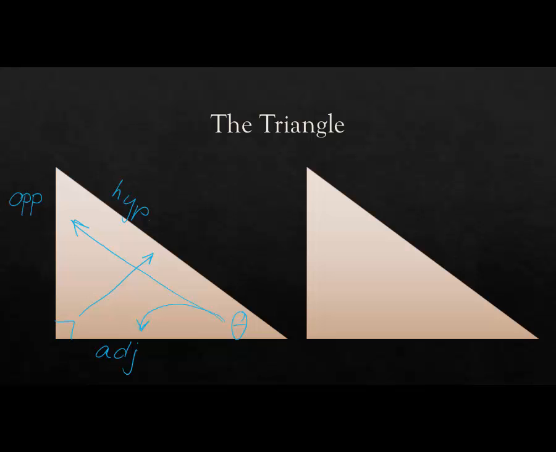If this angle was theta, we still have the same 90-degree angle. The hypotenuse remains the same, but this side becomes the opposite, and this side becomes the adjacent. So you need to make sure that you are paying attention to where your angle is, because that matters. Okay?